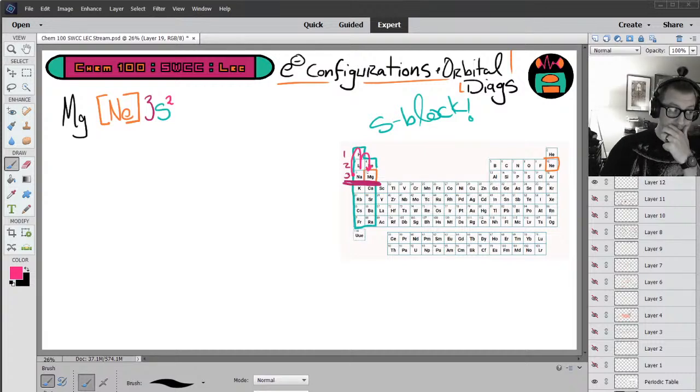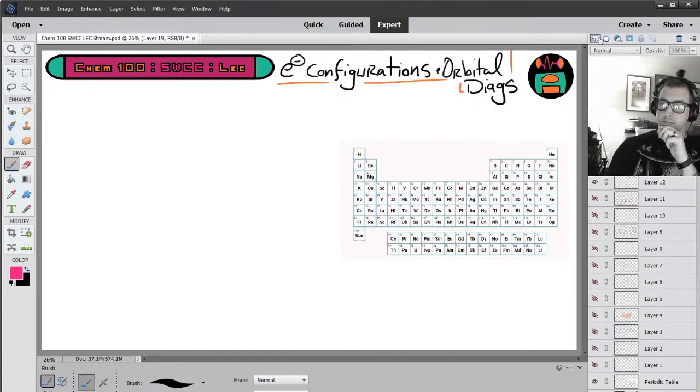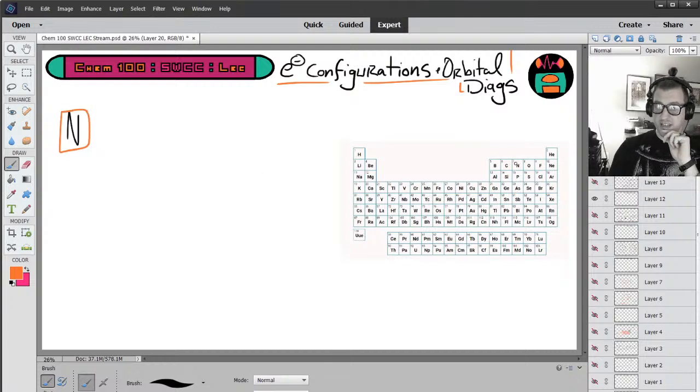All right. Let's do another example. Let's do nitrogen. All right, step number 1, we've got to find it. It's here. Where's our nearest noble gas with fewer electrons? That's helium. So we're going to start by throwing helium in a bracket. All right, next, we're going to find the period that nitrogen's on.